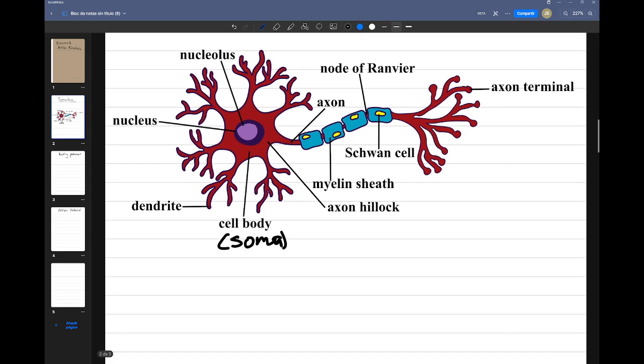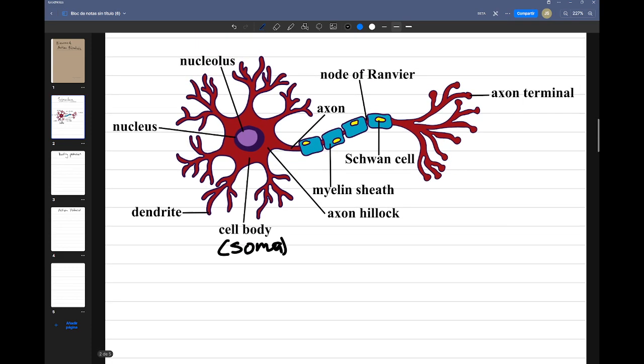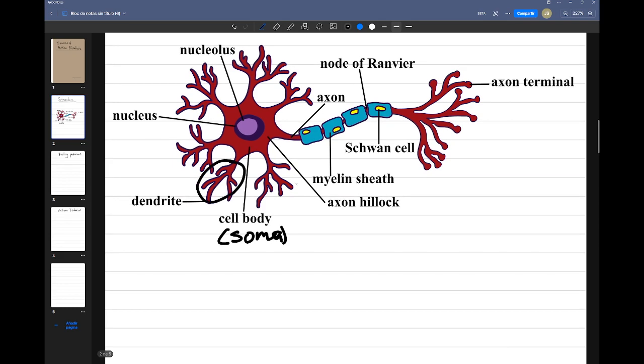Then here we have what we call the dendrites. The dendrites stick out from the soma. So notice that these are the dendrites, sticking out from the general soma. Sometimes I refer to them as dendritic trees, so they look like tree-like structures branching out from the soma. They're usually known as fibrous roots that really branch out from the body.